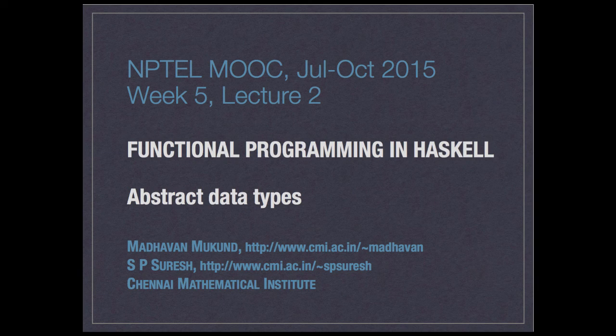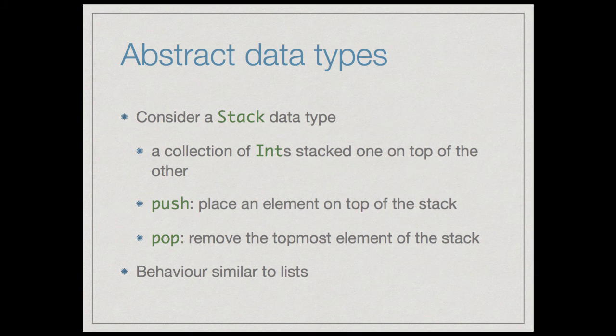In this lecture, we shall be introducing abstract data types in Haskell. Consider the example of a stack data type. A stack is a collection of integers stacked one on top of the other. It supports two operations, push and pop. Push places an element on top of the stack, and pop removes the topmost element of the stack.